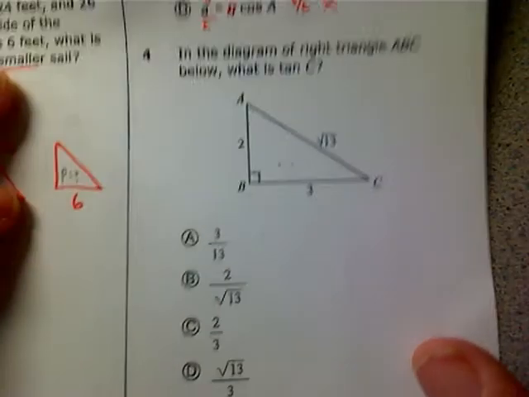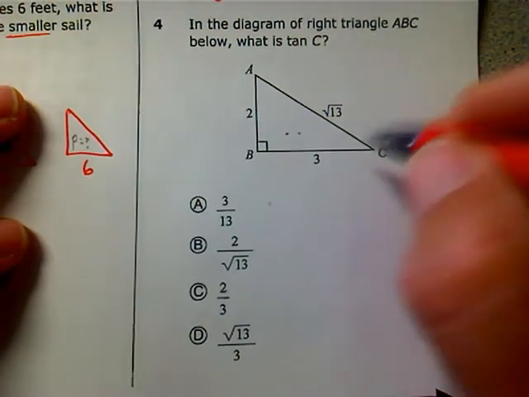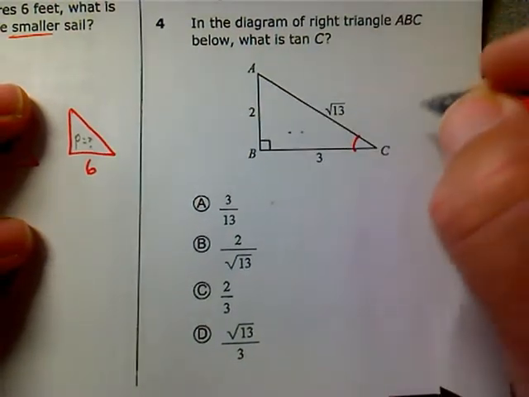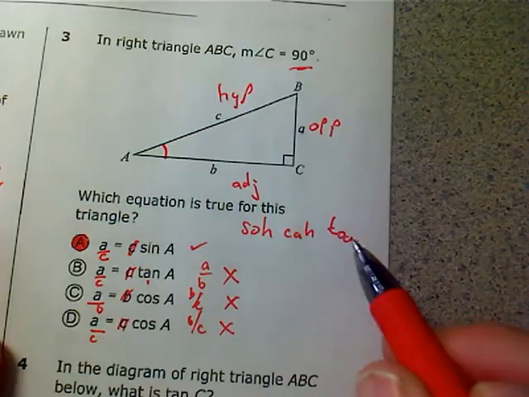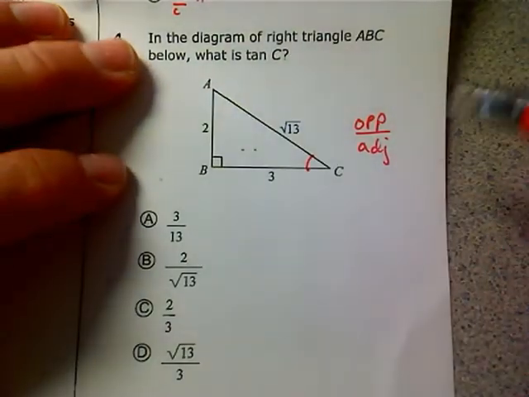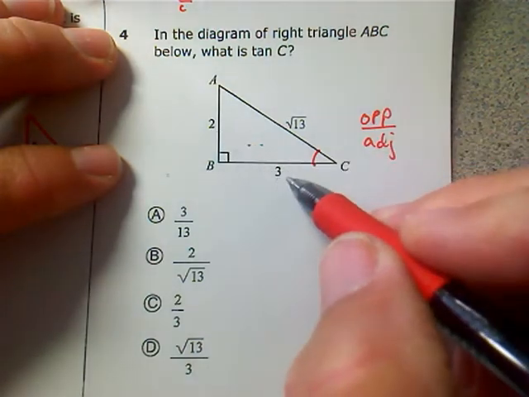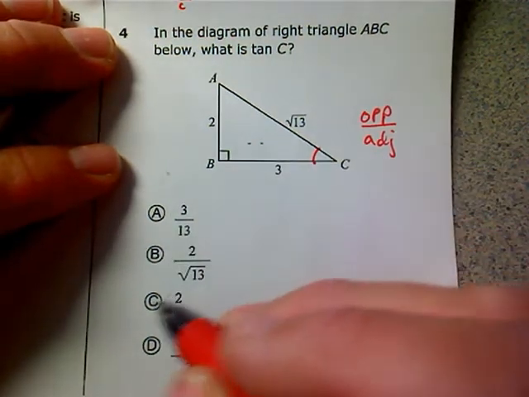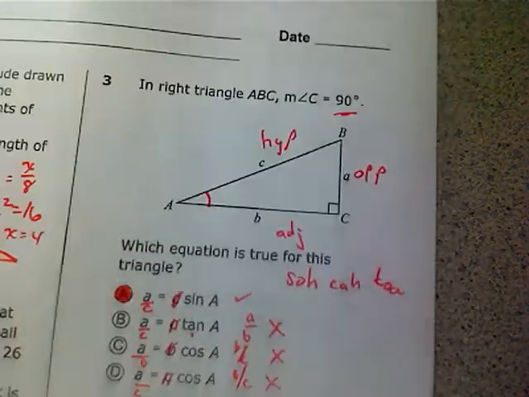All right, number 4. In the diagram of the right triangle below, what's the tangent of C? So here's angle C, and tangent is opposite over adjacent. Remember from my TOA, opposite over adjacent. So opposite over adjacent of angle C, the opposite is 2, the adjacent is 3, 2 over 3, 2/3.